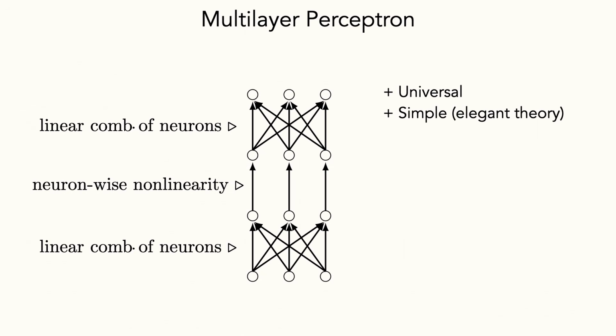Another benefit of a multi-layer perceptron is it's quite simple, right? And one of the things this simplicity gives you is the ability to write really elegant theory about this model. This is one of the only models that we actually have really elegant theory for, because the complexity is such that we can make reasonable assumptions. It maps well into our mathematical toolbox.